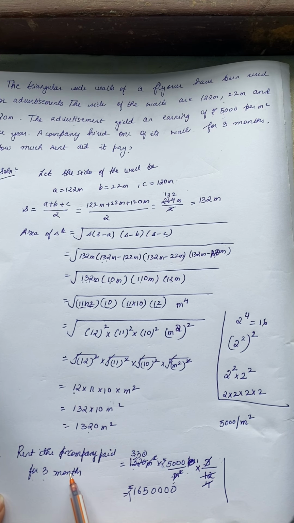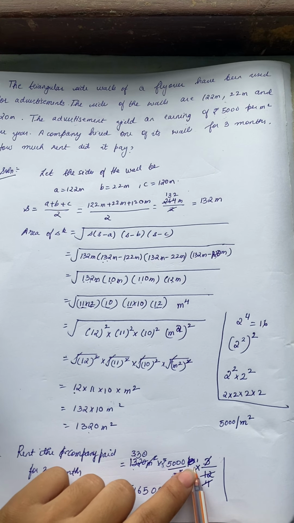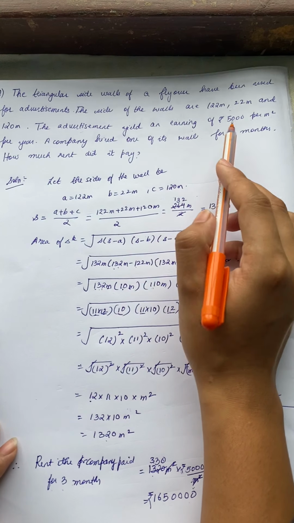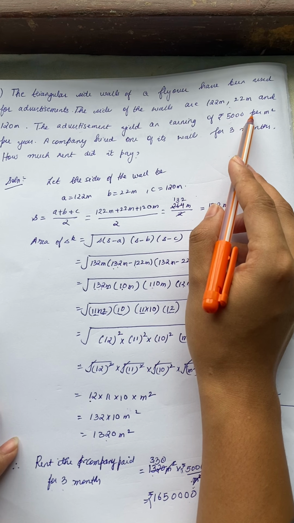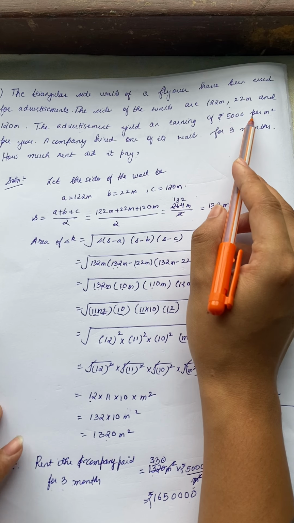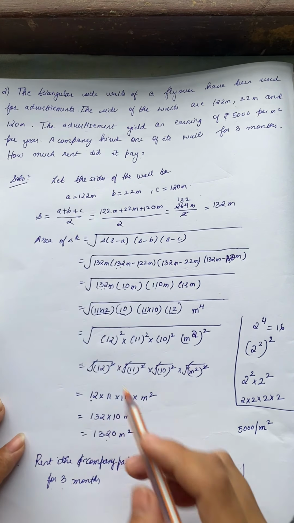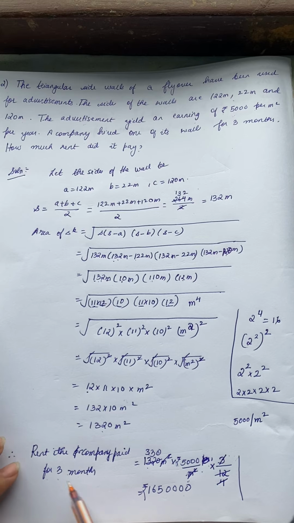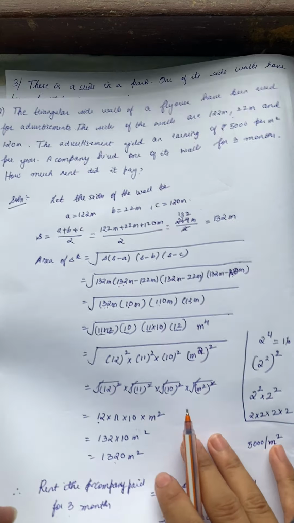So for 1,220 meters square, we have to multiply them, and we are asked to pay rent for 3 months. Look at this, it's rupees 5,000 per meter square per year, right? So per year, this is where it comes, 5,000 per meter square per year. And then they were 3 months. We have to find the rent for 3 months, and this is how we find the answer.